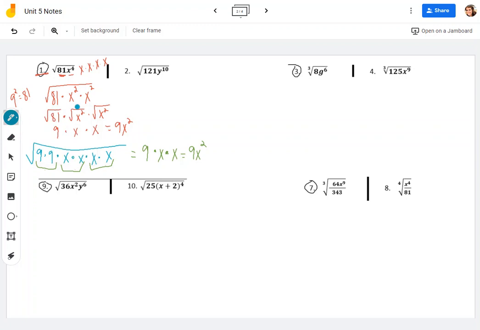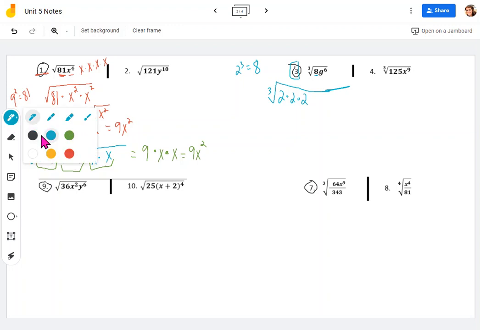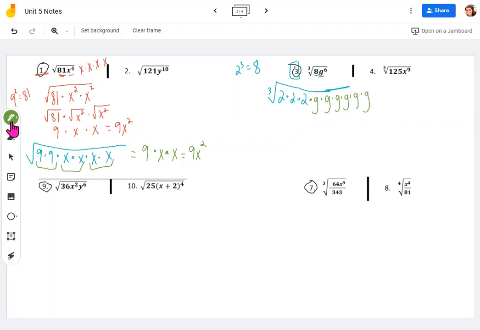All right, and we're going to use a similar strategy for number 3 over here. This one is the cube root of 8 times g to the 6th. So this time I'll write it out first with all the terms. So 8 is a perfect cube because 2 cubed equals 8, so that's going to be helpful for me. 2 times 2 times 2, that is equal to 8. And then g to the 6th, well, that's 6 g's multiplied, so I can write out 6 g's. 2, 3, 4, 5, 6. So all of that is under my cube root here.